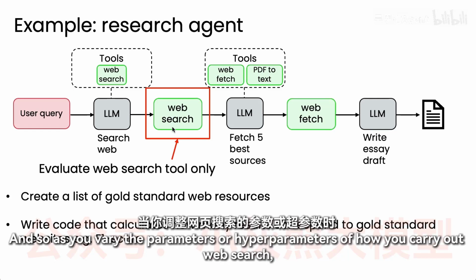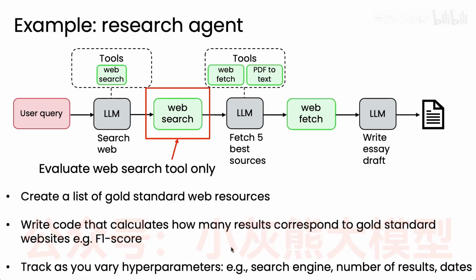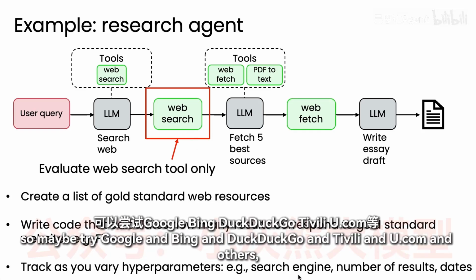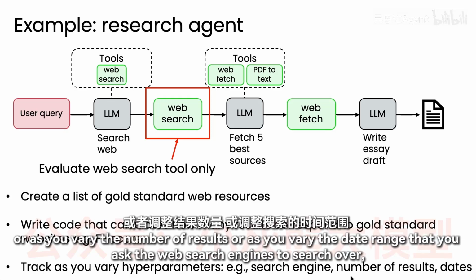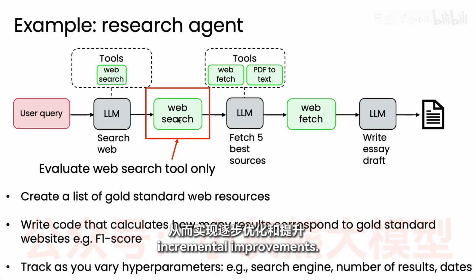And so as you vary the parameters or hyperparameters of how you carry out web search, such as if you swap in and out different web search engines, so maybe try Google and Bing and DuckDuckGo and Tavily and You.com and others, or as you vary the number of results, or as you vary the date range that you ask the web search engines to search over, this can very quickly let you judge if the quality of the web search component is going up and thus make more incremental improvements.